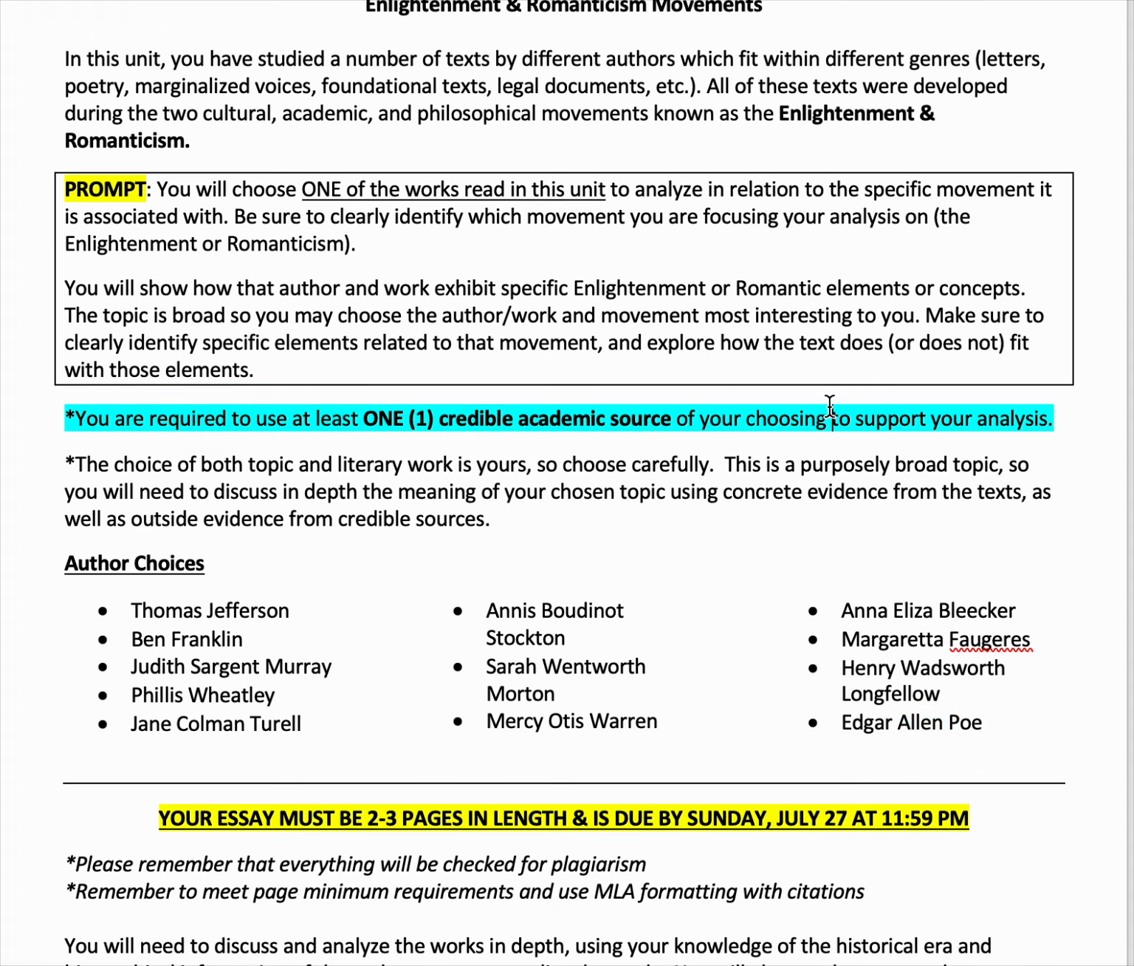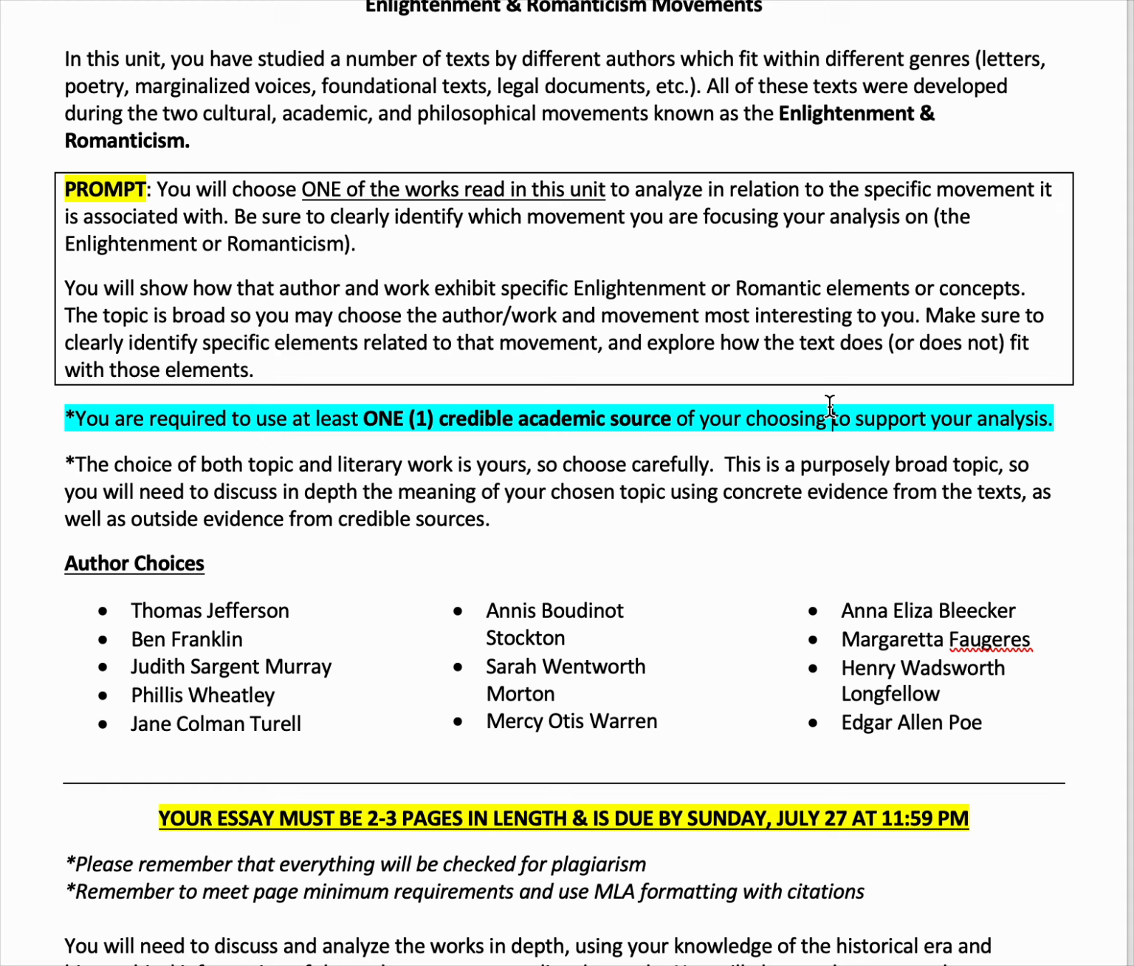You do need to have one credible academic source of your choosing. What that means is something like a .edu or a .gov or PBS or history.com. These are credible academic sources. Things like gradesaver.com and 123helpme.com are not credible academic sources, so please don't use those.